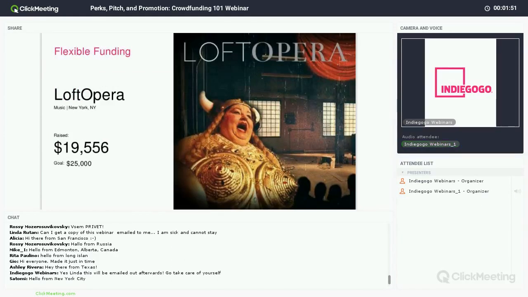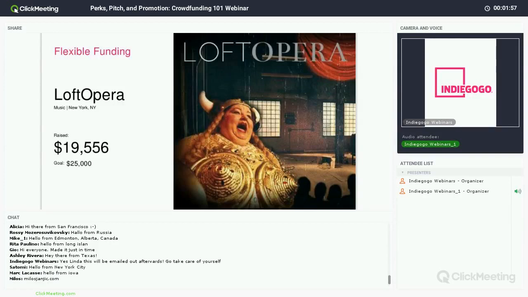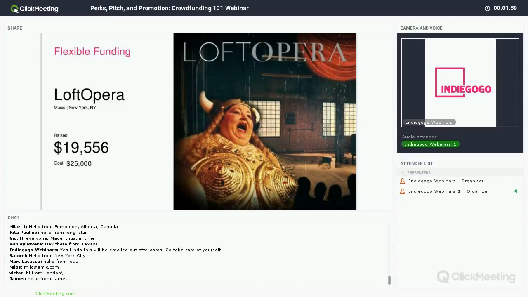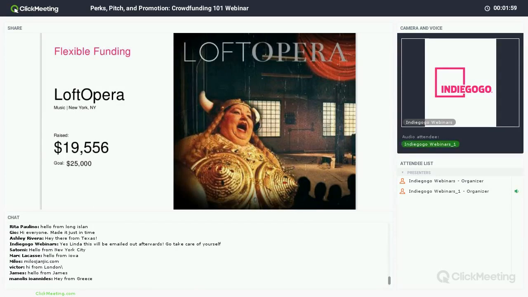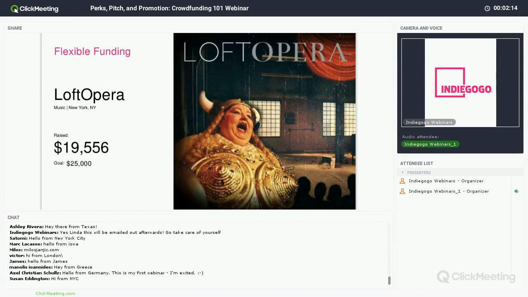For flexible funding, I really love the Loft Opera example. Loft Opera was based out of New York, and they ran a campaign to bring opera to the people. They didn't think that opera needed to be a thing that was really sterile and on the stage only. They wanted to have it in something as simple as a loft in the city. Their goal was $25,000, and they ended up getting really, really close, but not 100%. So at around 19.5K, they were quite close, and they were able to make it a reality.